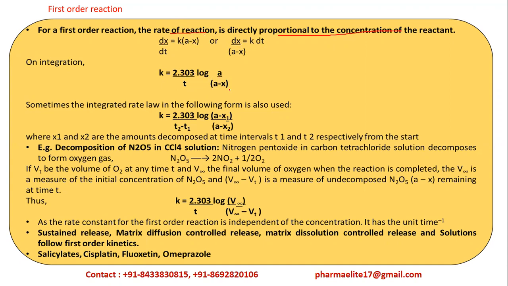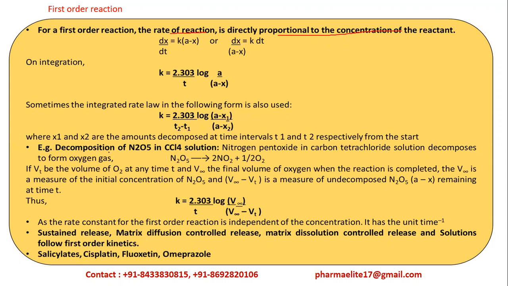And if you are finding out the expression at two different time points and having two different amounts decomposed, that is x1 and x2 at t1 and t2, you can modify this equation as k, that is the rate constant, equals 2.303 upon (t2 minus t1) into log of (A minus x1) upon (A minus x2). That is, these are two different amounts at two different time intervals from the start of it.